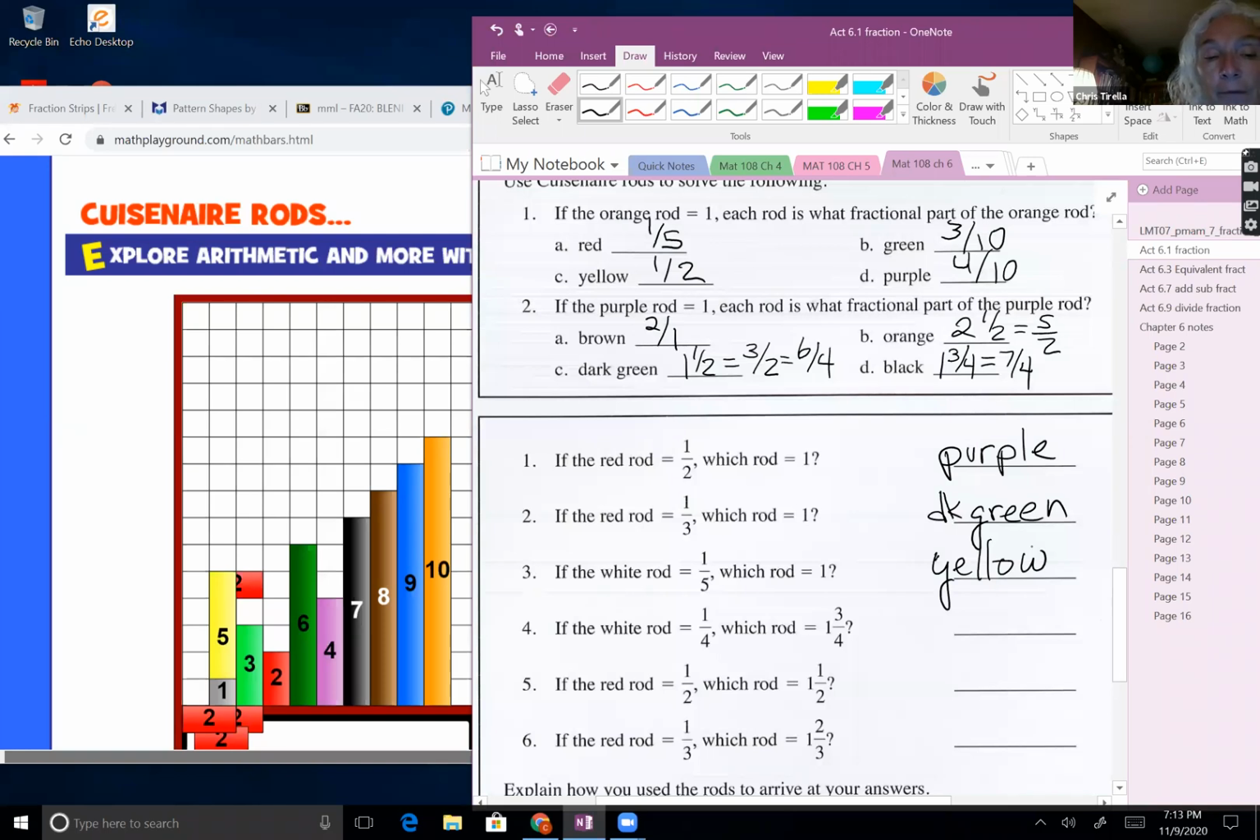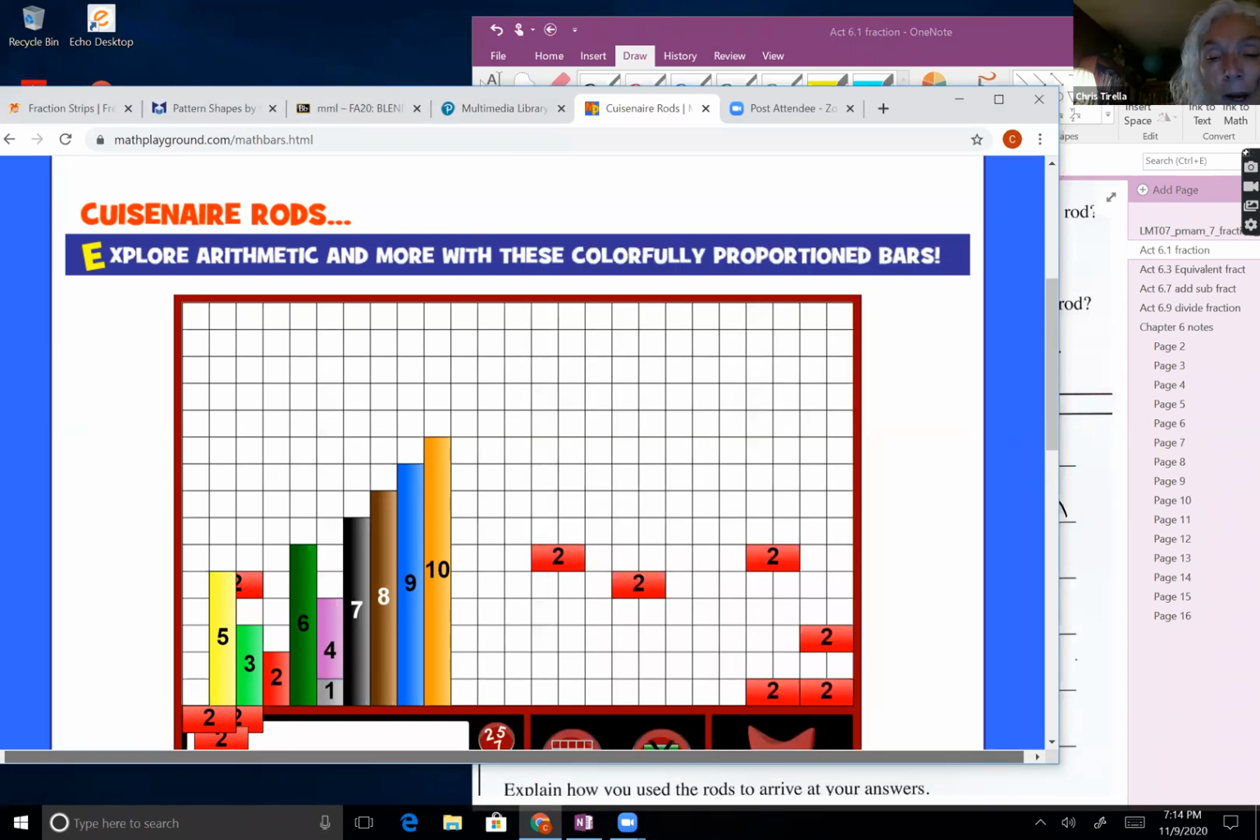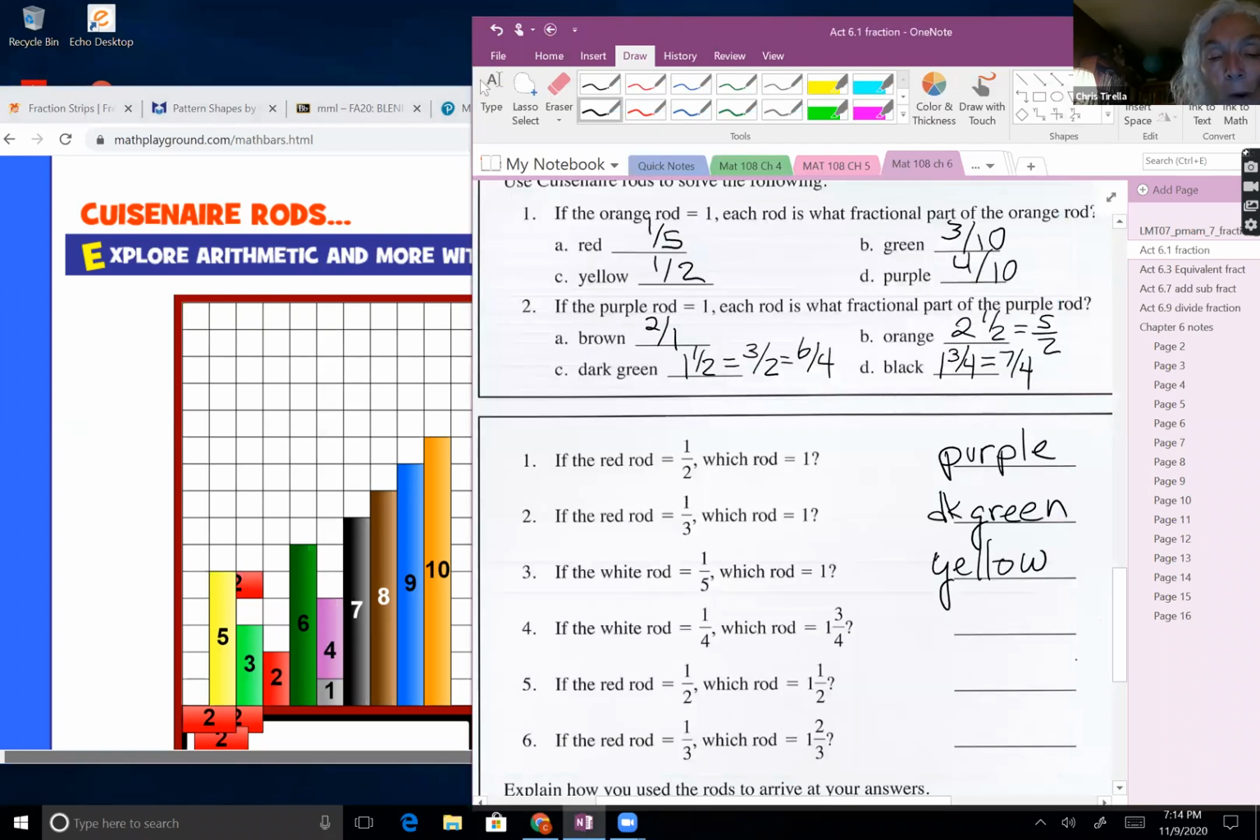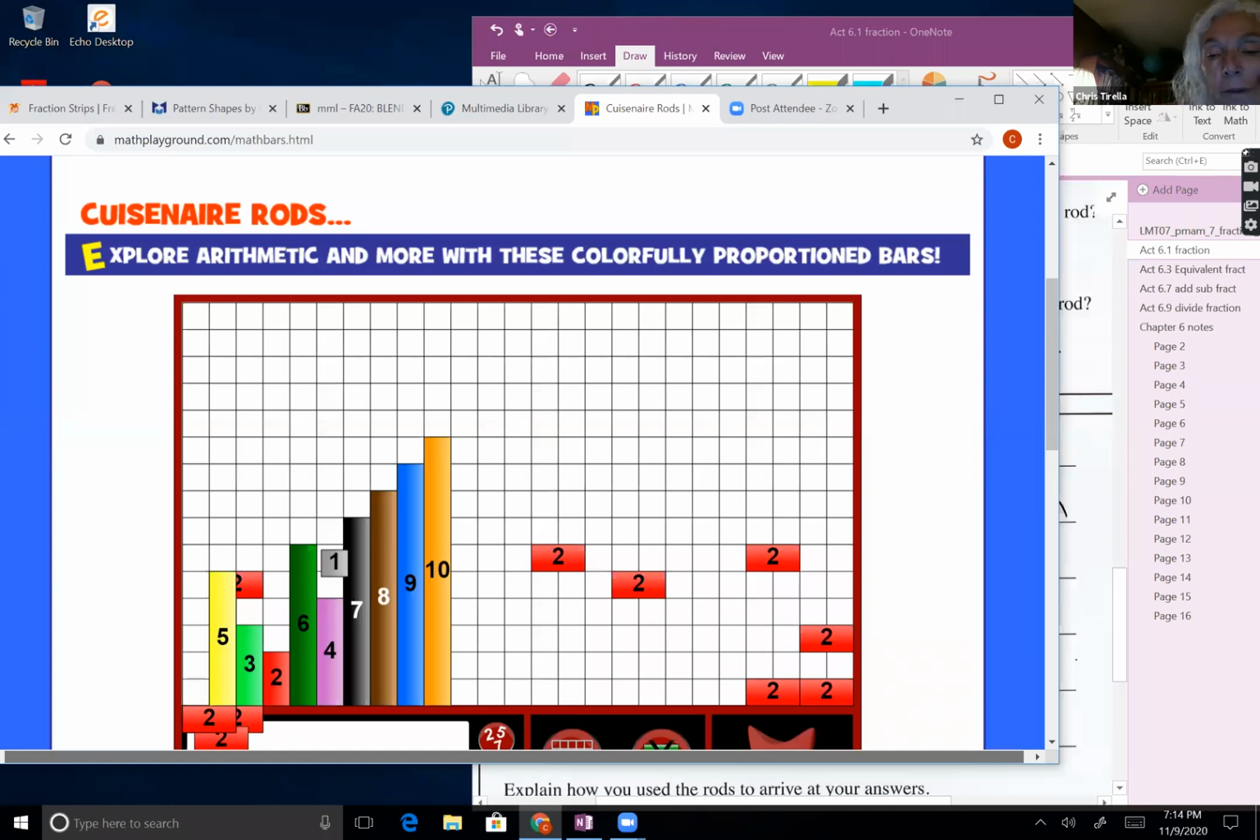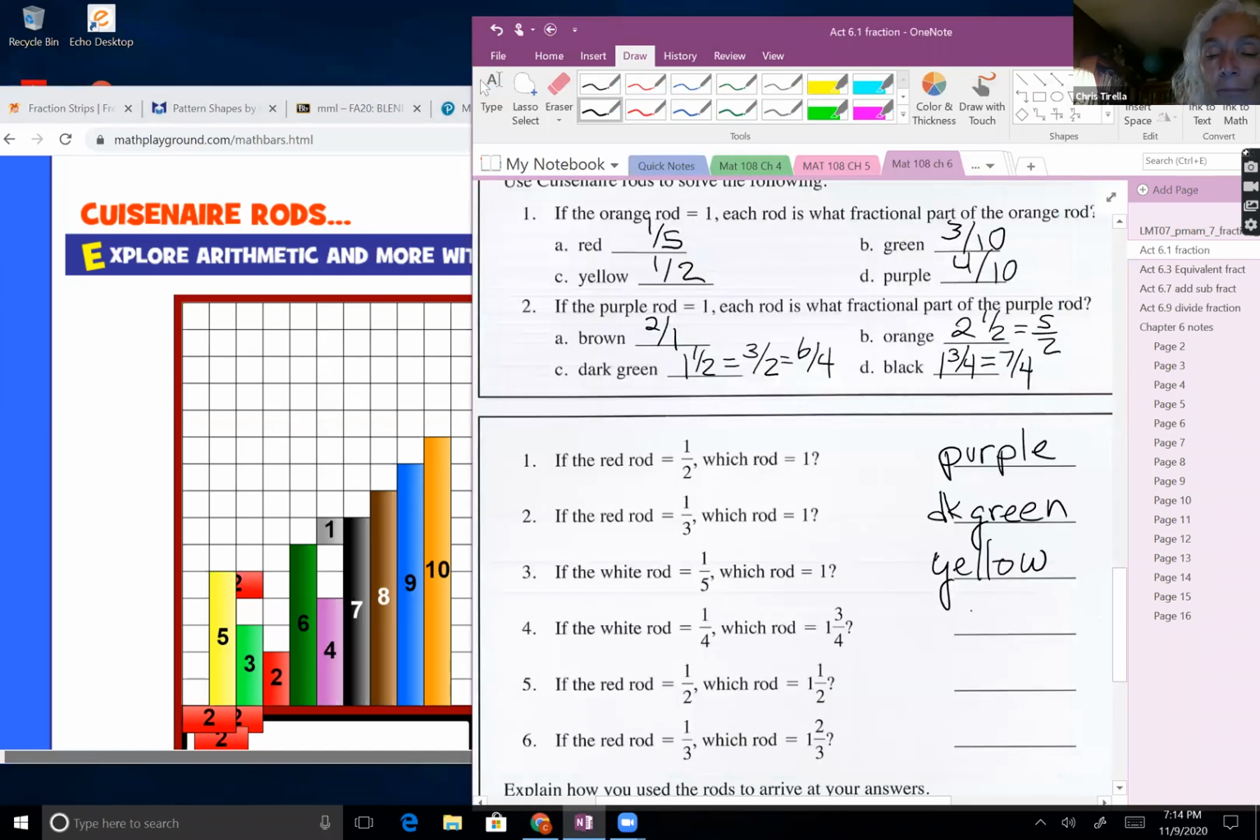And so now if the white is 1/4, which one would be 1 3/4? So if the white is 1/4, I'm assuming that the purple will be 1. And so then if I add 3 more quarters, wouldn't that take me to the black?